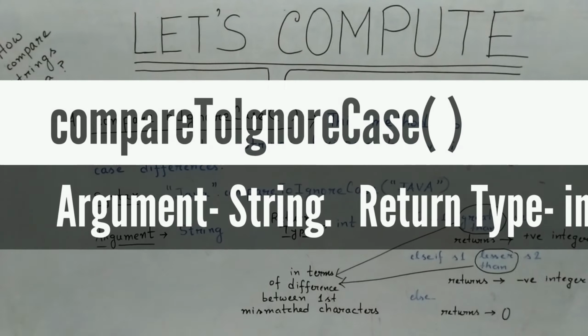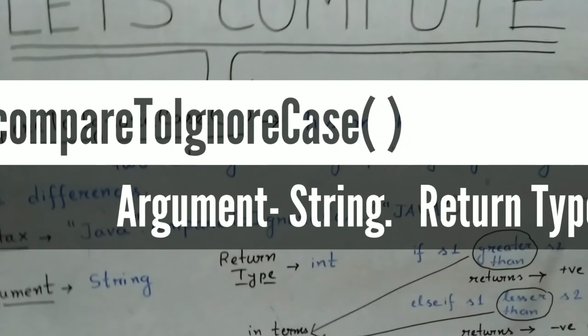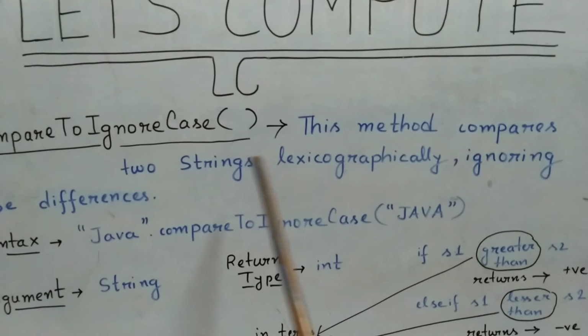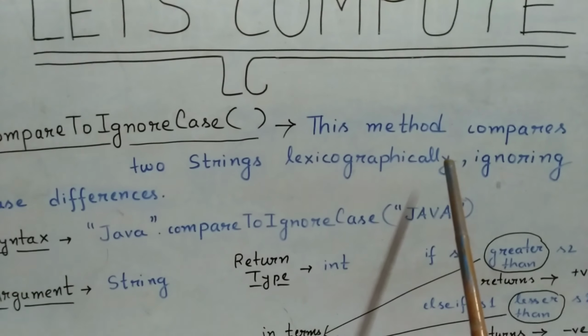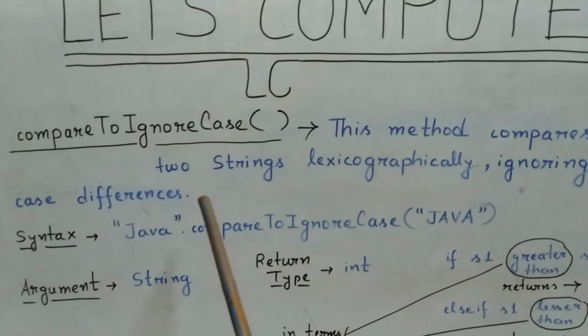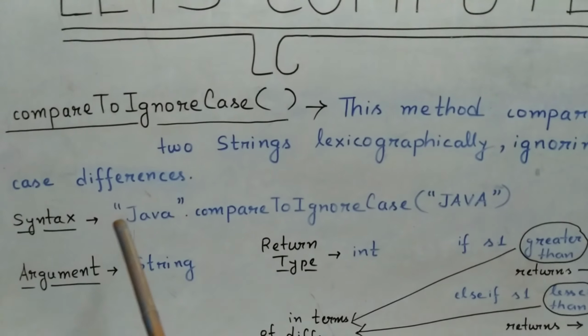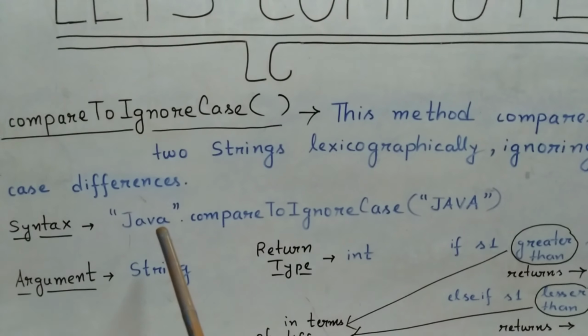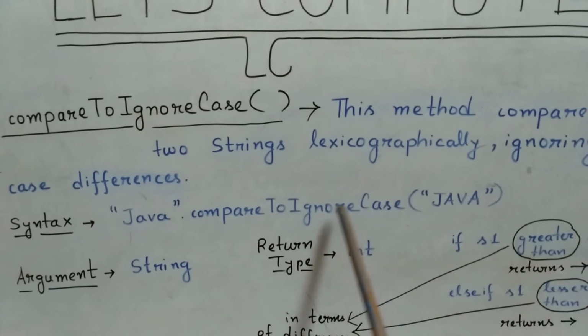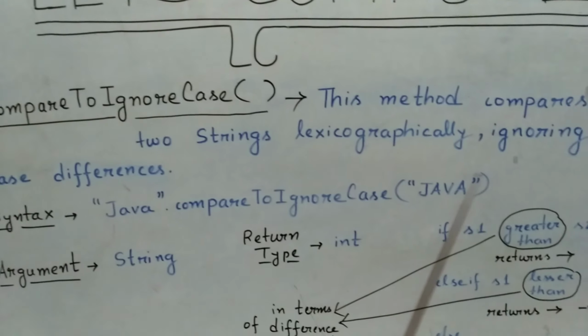Fourth string comparison function: compareToIgnoreCase. This method compares two strings lexicographically. Well, it ignores the case differences between them. Let us have a look at the syntax. First string dot compareToIgnoreCase within parentheses second string.